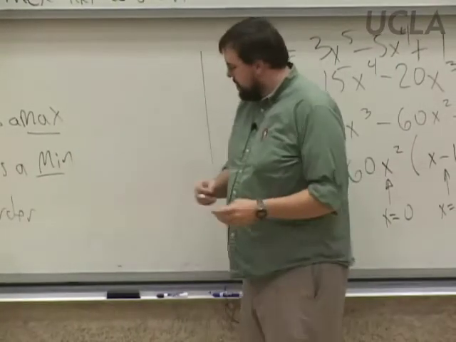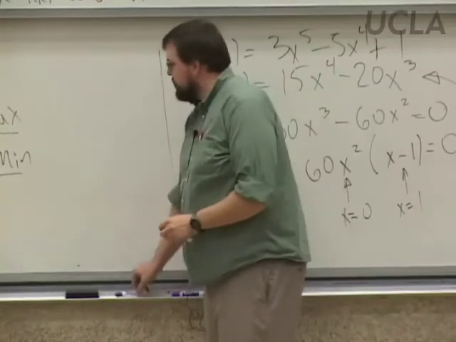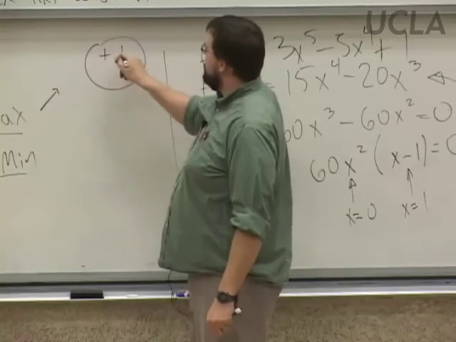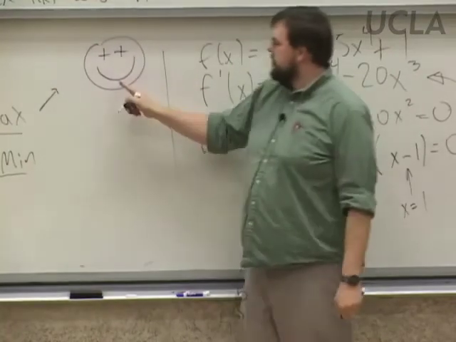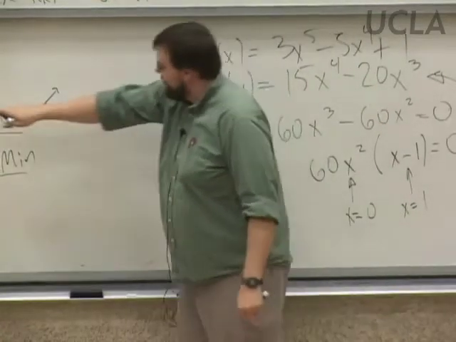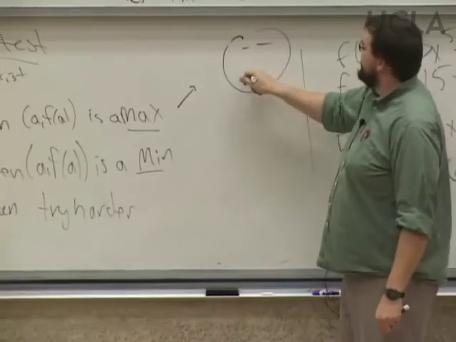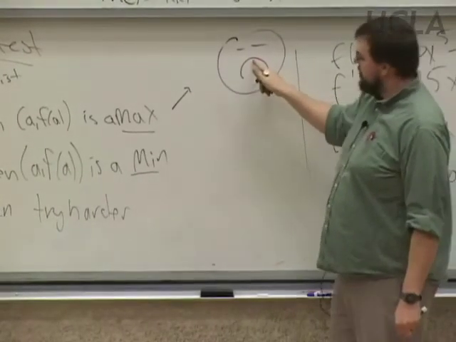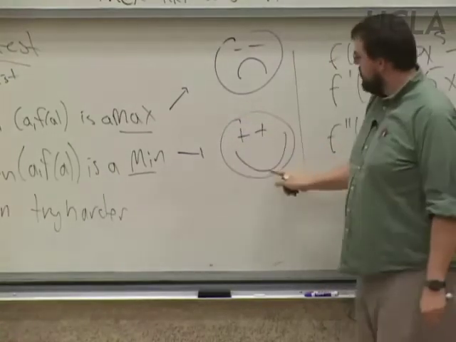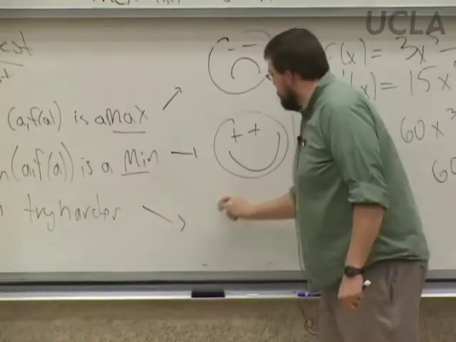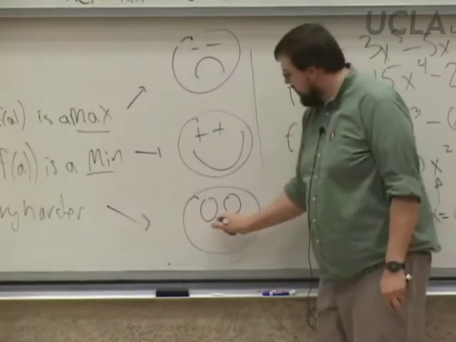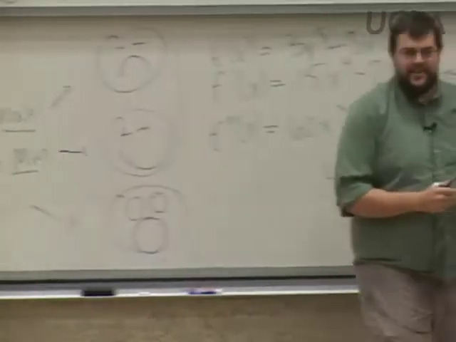Now, you might remember some pictures I drew a while back. So these pictures are associated with the second derivative test. So remember, if your second derivative is negative, your curve looks something like this, and you're at a max. If your second derivative is positive, your curve looks something like this. You're at a min. And if your second derivative is 0, you don't know what's going on.